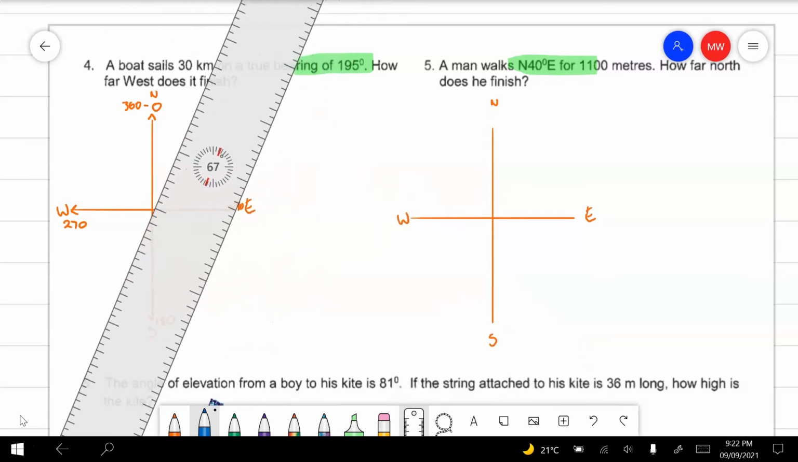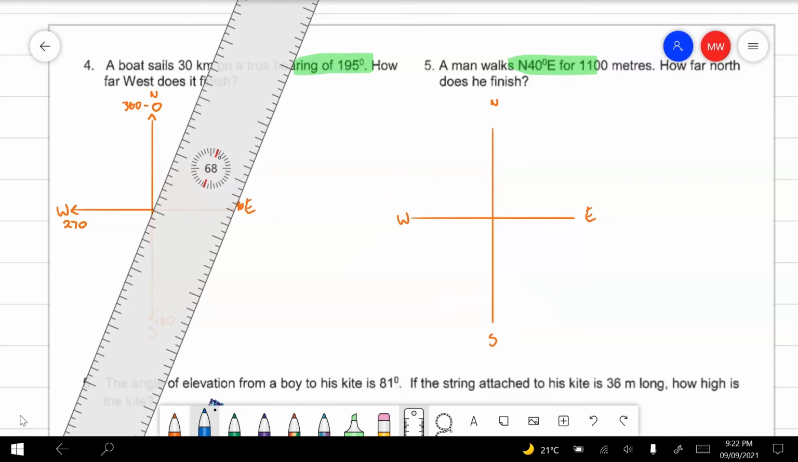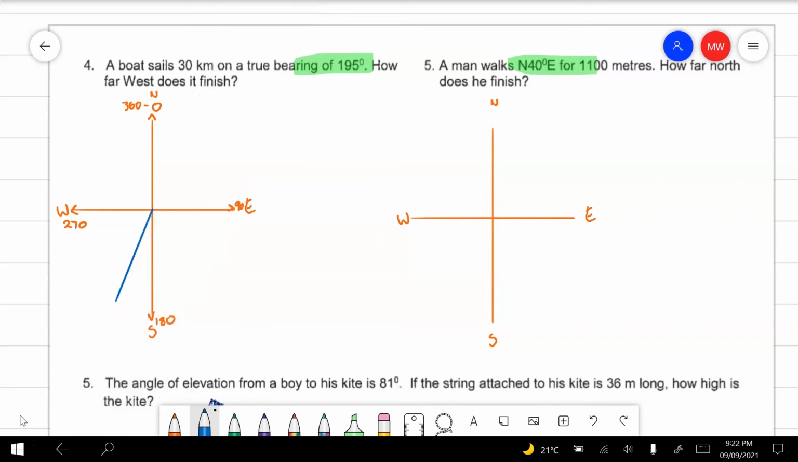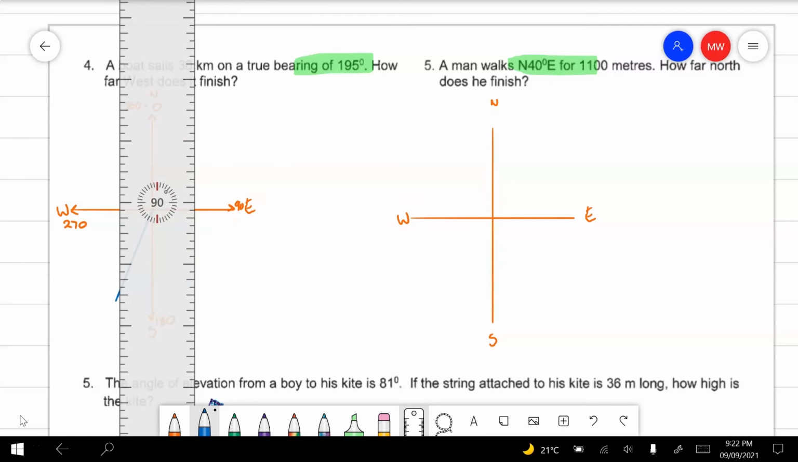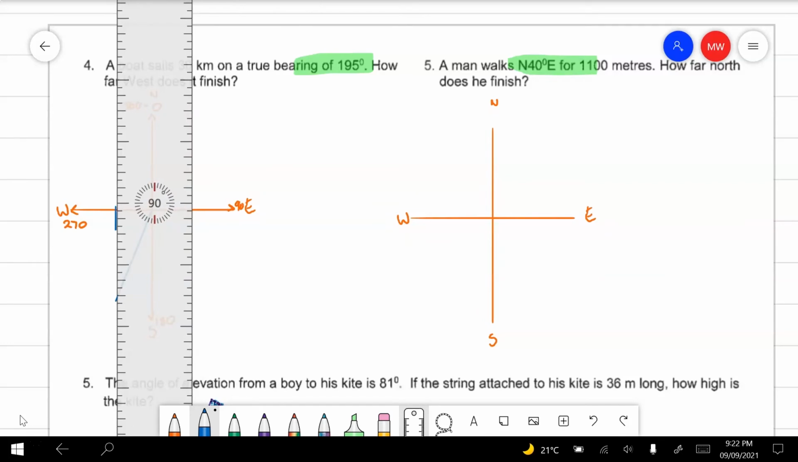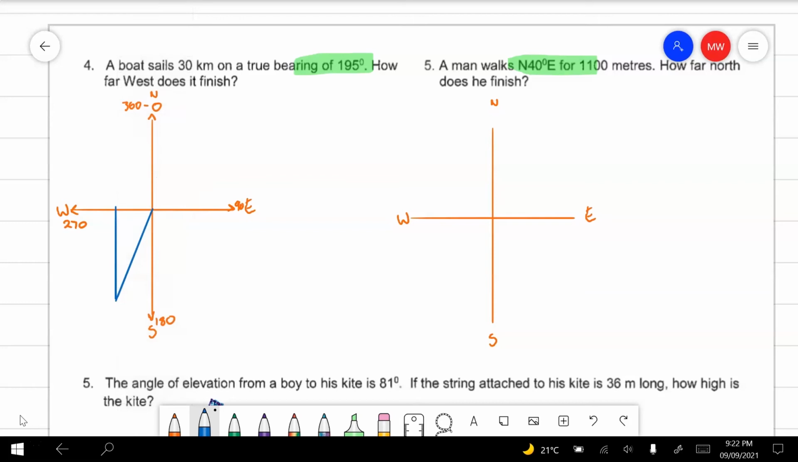So we've got a ship that's sailing on a bearing of 195 degrees. That's traveling down like this. And we know that it's traveled 30 kilometers, and they want us to tell it how far west it's finished. So we've got an option here. We can draw a triangle this way. But if you'd drawn the triangle in this direction, that's fine as well. There's no problem with that. Maybe not a rectangle, but if you'd drawn it like that, it's fine as well.